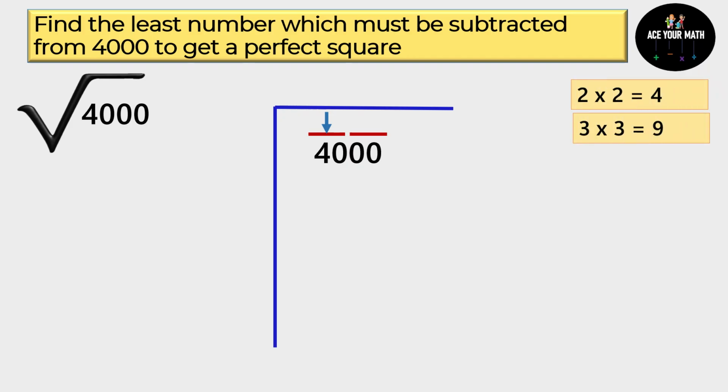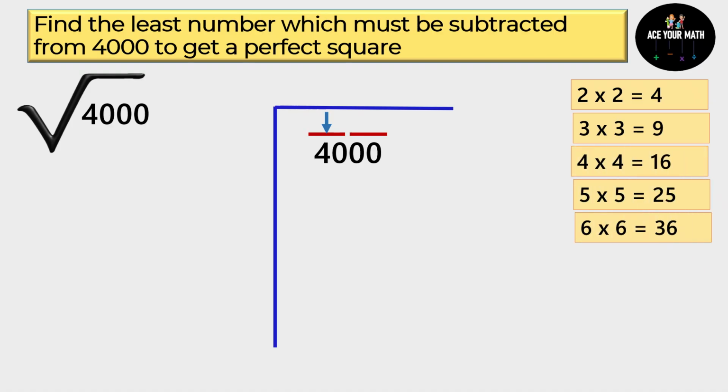See, 2 square is 4, 3 square is 9, 4 square is 16, 5 square is 25, 6 square is 36, and 7 square is 49. See, 7 square, 49, is greater than 40. It means you need to consider 6 square. Okay. So you will write 6 at the side and 6 at the top. So that will give you 36.